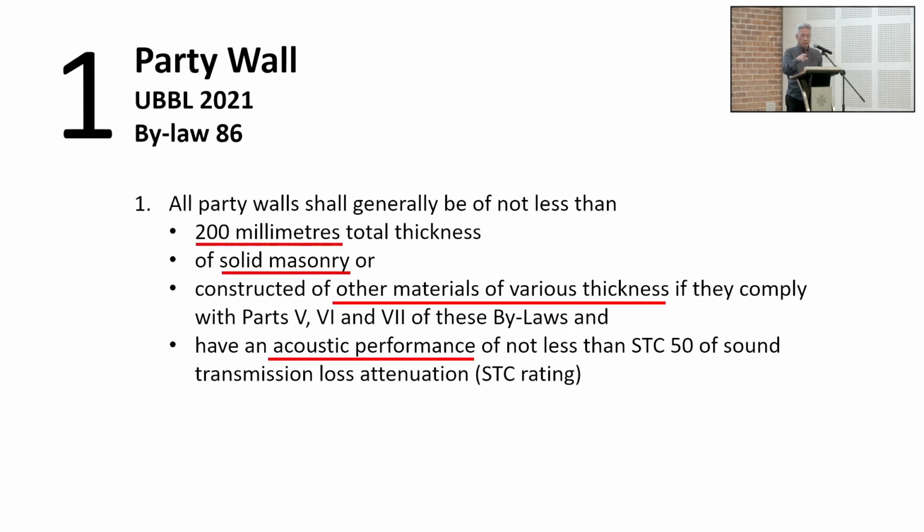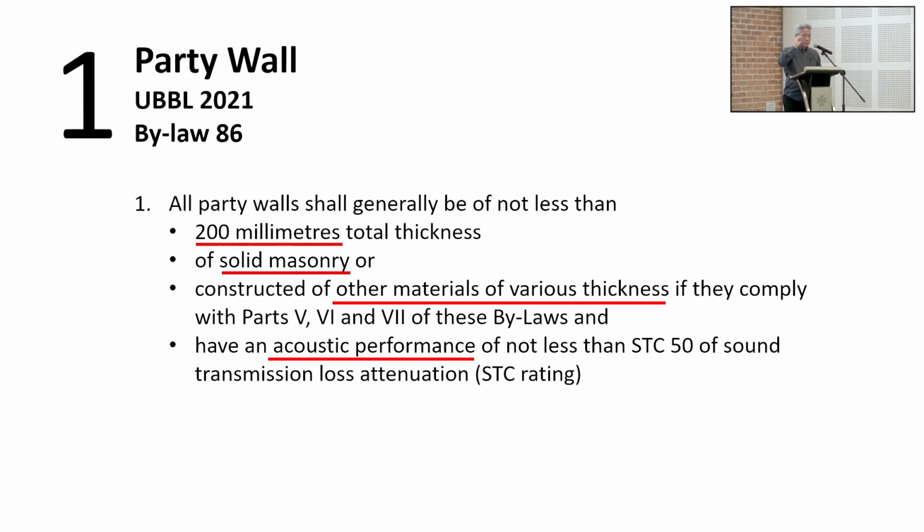And it specifies solid masonry. Now this is where we inserted the additional thing, right? Originally it was just solid masonry or constructed of masonry blocks and all that, and now we said or constructed of other materials of various thickness. We are not specifying anything. We are just saying that as a party wall, first, that's a 200 millimeter total thickness, minimum 200 millimeter.